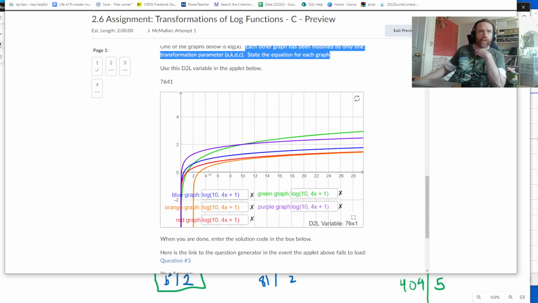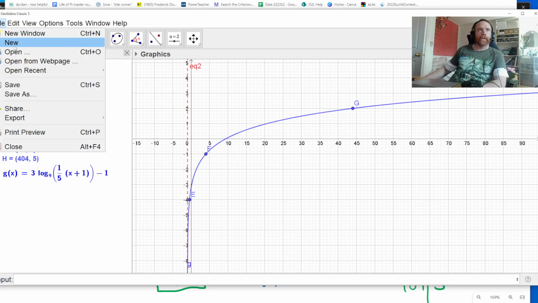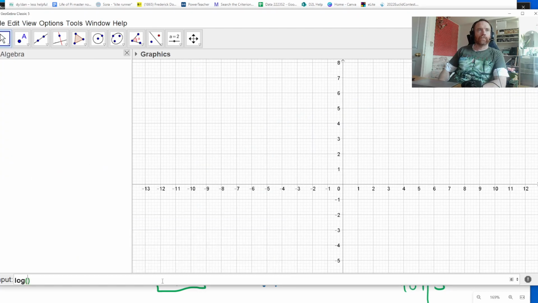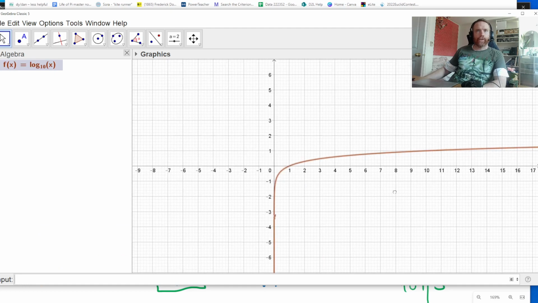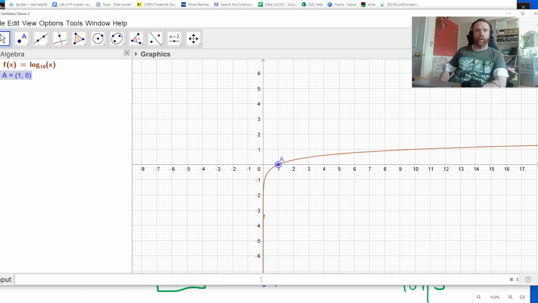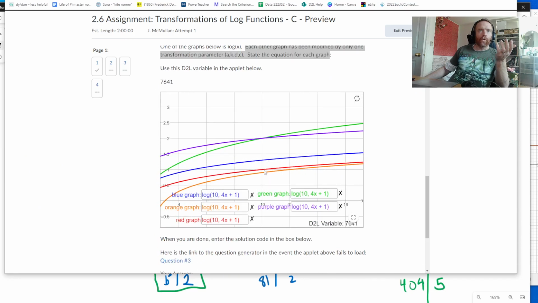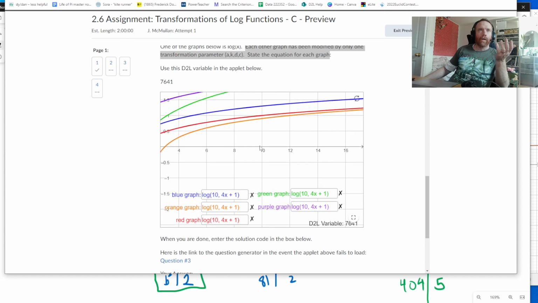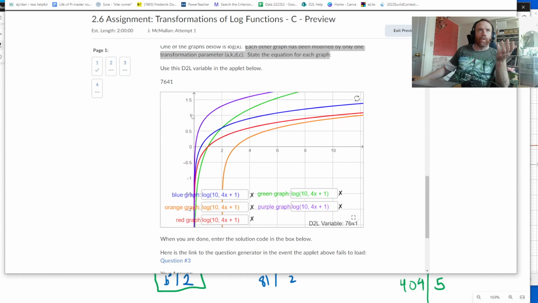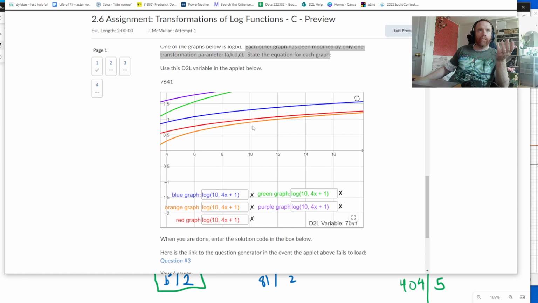Just to help you get started, let's go back and look at regular log 10 x for a sec. What are some things to notice about this? It goes through 1, 0, it goes through 10, 1, right? So when I go back to look at this chart in the assignment, I'm going to need to look for which graph goes through 10, 1. Well, here's 10, and here's 1, so I notice that at 10, 1, the red graph goes through it. The orange graph misses it. Obviously, all the other ones miss it by quite a bit.